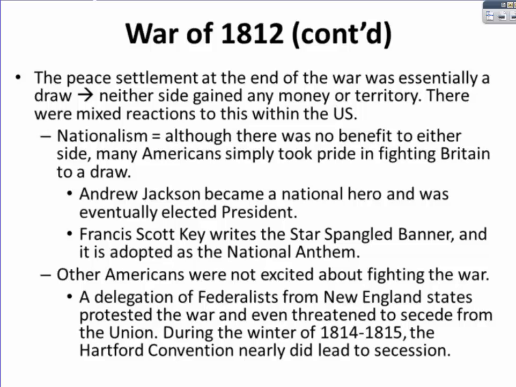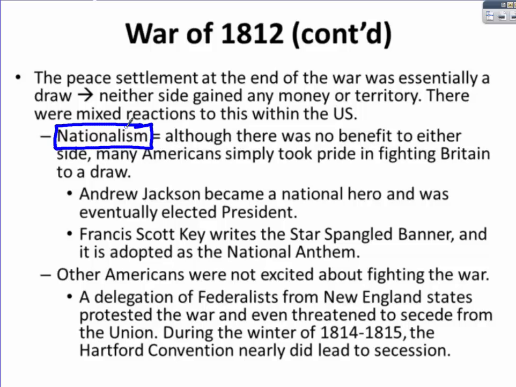Andrew Jackson becomes a national hero. He is eventually elected president. And Francis Scott Key writes the Star-Spangled Banner, which is adopted as the national anthem. So nationalism is on the rise as a result of the War of 1812.